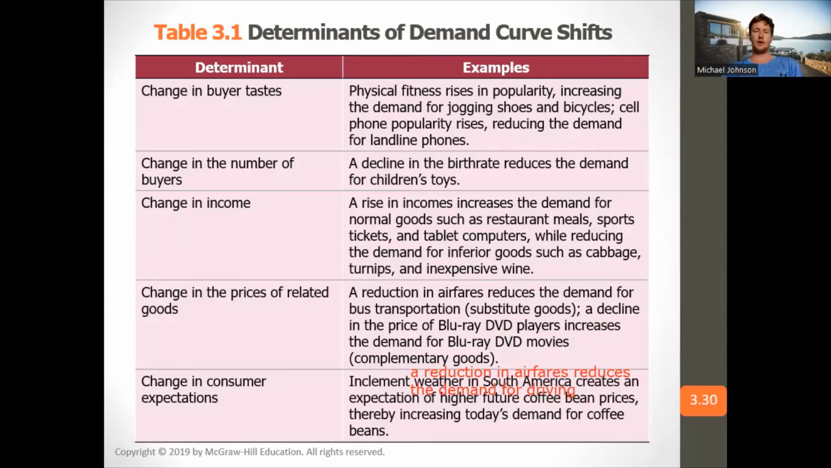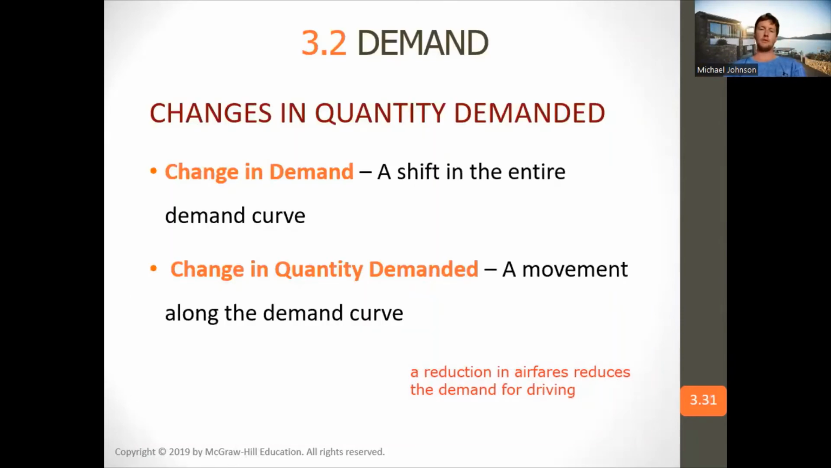And then also bad weather in South America creates an expectation of higher future coffee bean prices. So there's more demand for today's coffee beans, because today's coffee beans are cheaper than what they think are going to be in the future. So the change in demand is a shift in the entire demand curve. Change in quantity demanded is a movement along the curve.